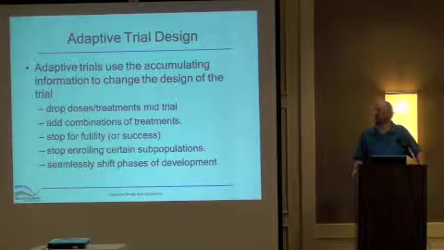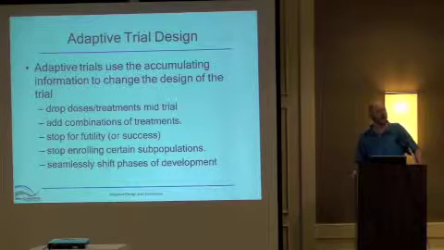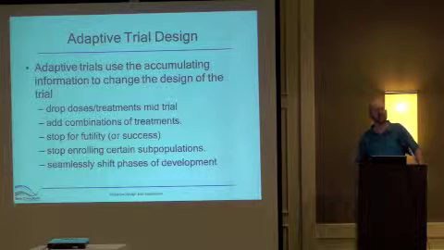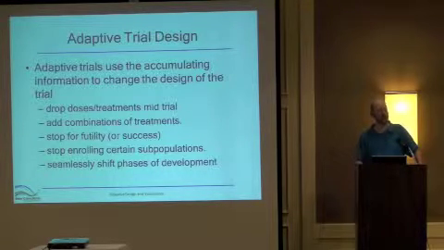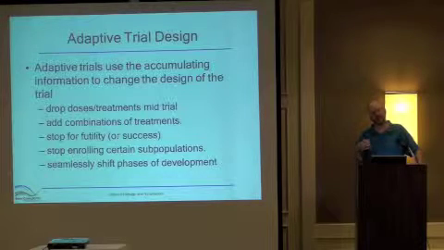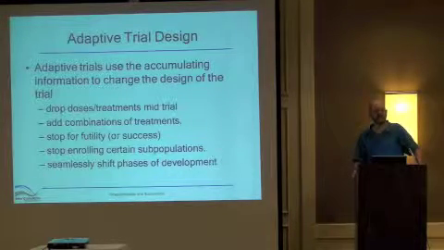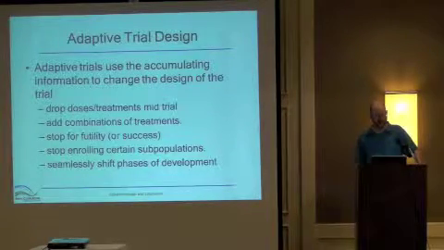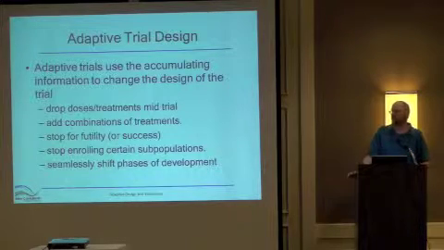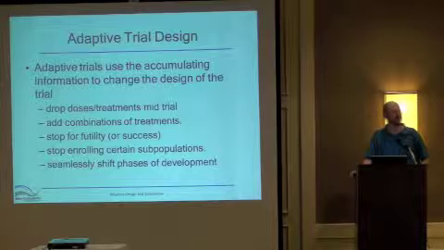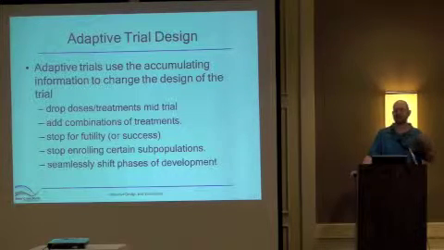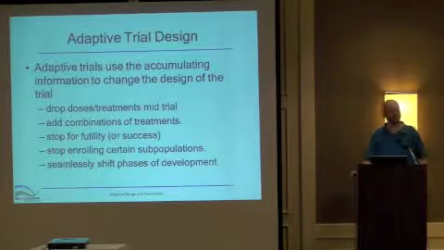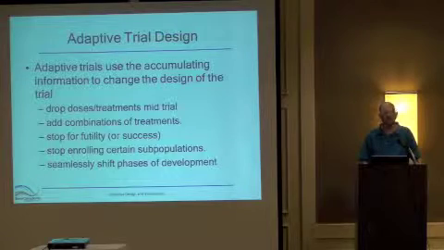So we may drop doses mid-trial. We may add combinations of treatments. We can stop for futility or success. We can stop enrolling certain populations. So if we have a drug for a stroke, we may find out, if we wait more than 8 hours to give this drug, it's ineffective. So we're no longer going to enroll patients after 8 hours. Those kind of adaptations. You can seamlessly shift phases of development. This is more relevant probably to industry than to academia, but a lot of times you hear of trials where they find a dose in a trial, and then they seamlessly move into a confirmatory phase, intended to save time.